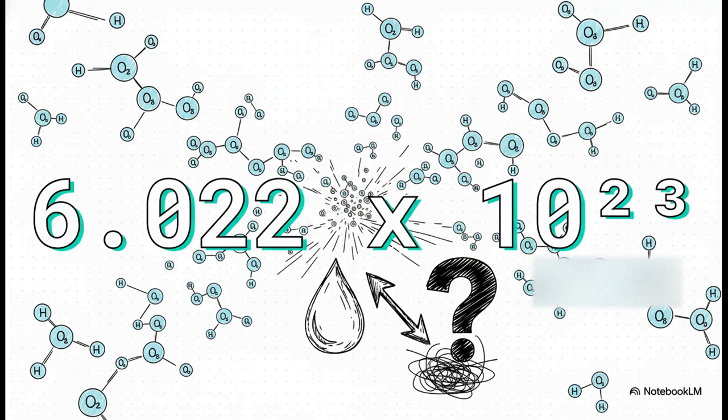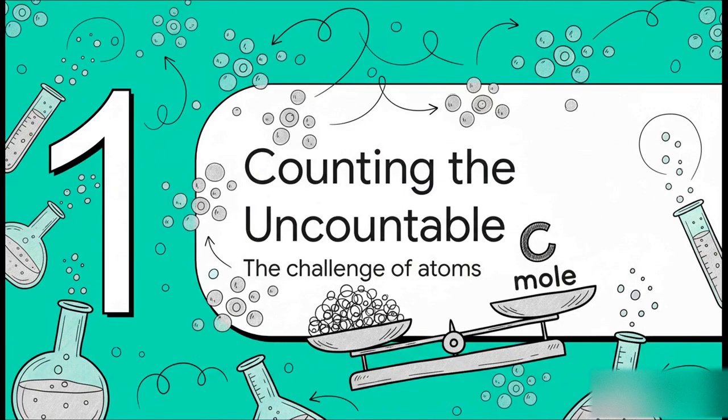Get a load of this number. That is roughly how many H2O molecules are packed into a single drop of water. I mean, you could never, ever count that high. It's a number so huge, it's almost meaningless. And that is the core problem that chemists had to solve. Because look, to make anything useful, from life-saving medicines to brand new materials, scientists can't just toss things together and hope for the best. They need to be precise. They need a way to count the uncountable.